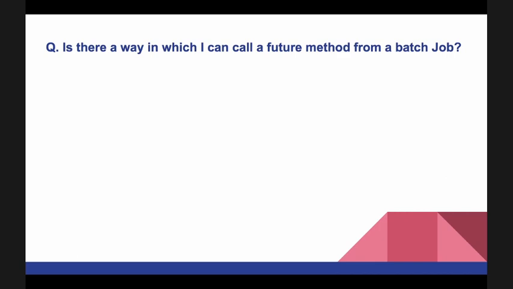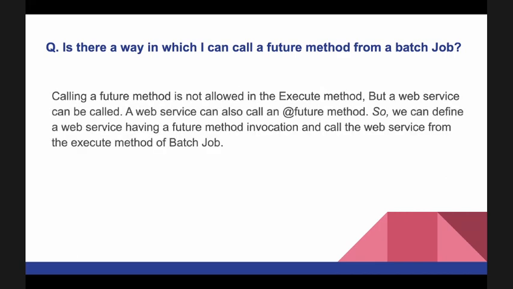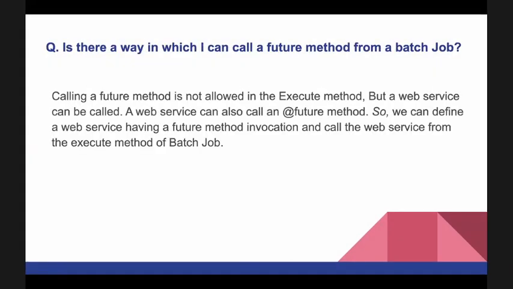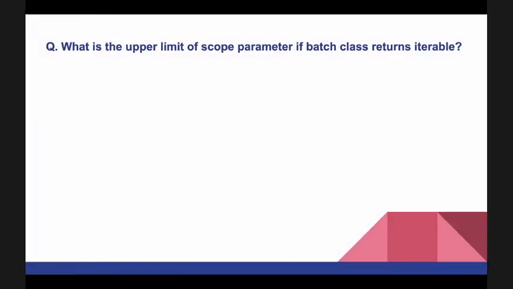So can you show the answer again and we can explain more nicely? If you see here, we can call a web service from the batch, and then the web service itself can have the future method. This way we can call the future method from the batch job, not directly but with the help of a web service callout. Thank you. Go for the next question.